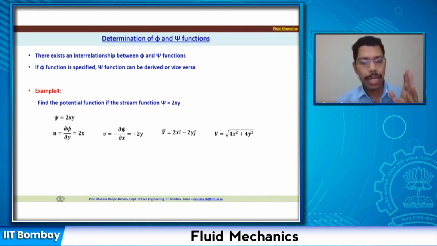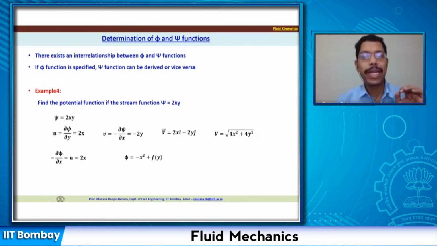Now let us see, as I was discussing, how to find out the phi function. So if I equate that, minus dou phi by dou x is equal to u, that is equal to 2x. Now from this, if I integrate, I can find out what is the value of phi. So if I integrate, I will be able to write down minus x square plus f of y.